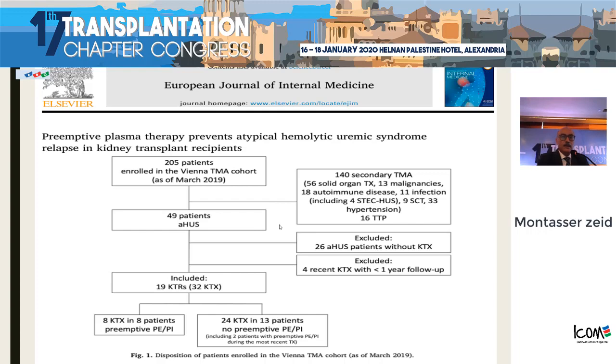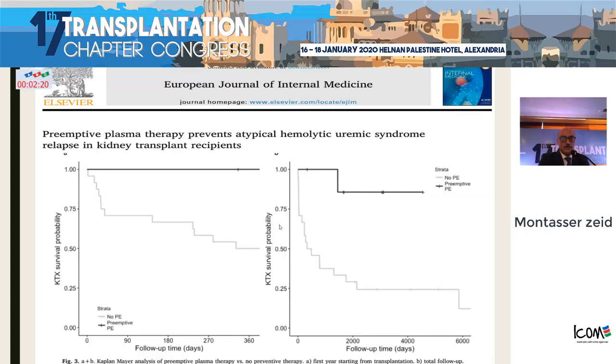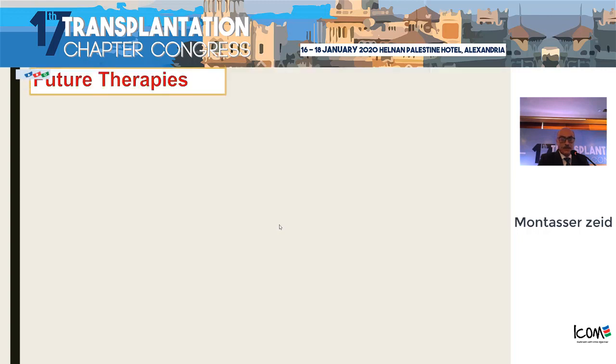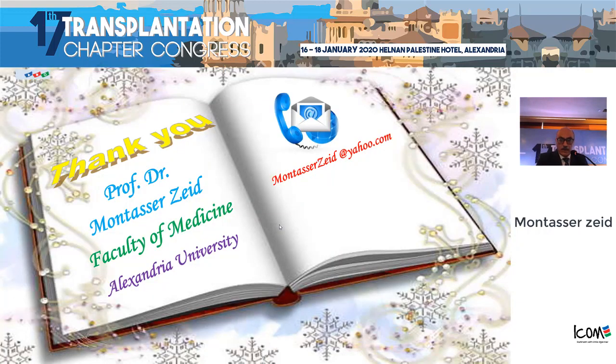In this study of 205 patients enrolled in the Vienna thrombotic microangiopathy cohort, preemptive plasma therapy prevents atypical hemolytic uremic syndrome relapse in kidney transplant recipients. Future therapies in this area include concentrated complement factor H, which is purified from human plasma, and also recombinant thrombomodulin, which can be utilized in the treatment of atypical hemolytic uremic syndrome.